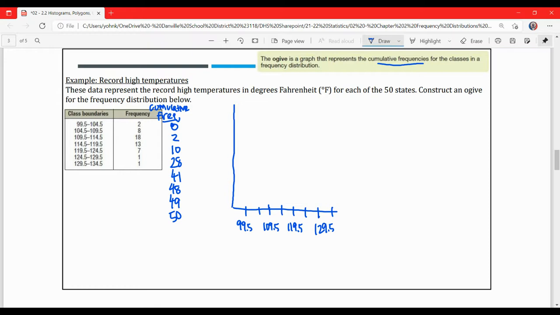All right, so now we can put the cumulative frequencies. We have to get up to 50. So 5, 10 maybe, 15, 20, 30, 40, 45, 50. Okay, so along the bottom, again, are temperatures. And then we have cumulative frequency.